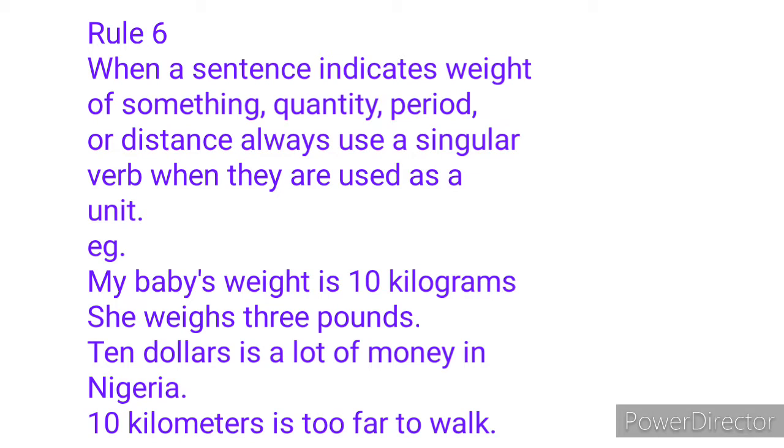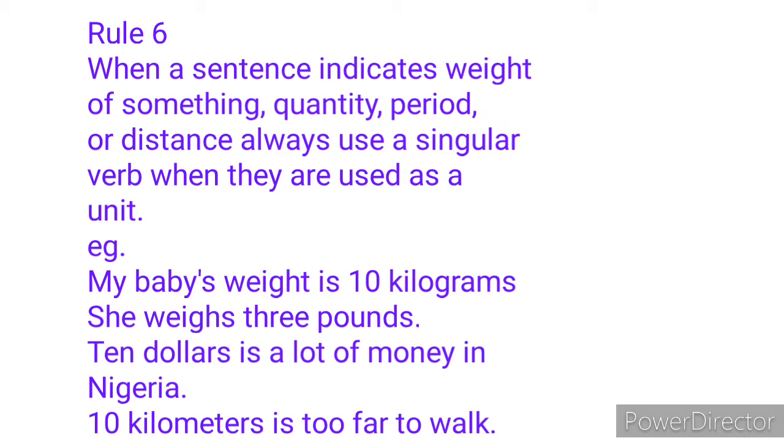For example, 4 years is required to study the English language in the university. Here I've talked about period. And in this sentence we have years, which is plural, but we use the singular verb is because the sentence talks about a period of time.